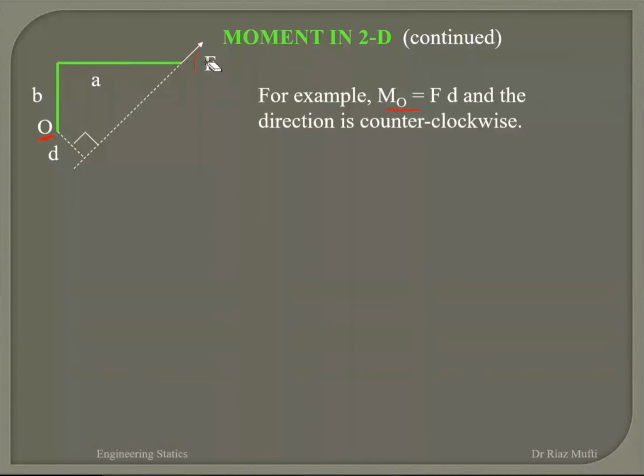And what did I say? If you've got a force, you make a straight line through it. And then D is the perpendicular distance from that line if you want to measure the moment at point O. So for example, M naught equals F times D, and the direction is counterclockwise, because if you look at point O, there's a tendency to rotate in this direction. So that is anti-clockwise. Okay.